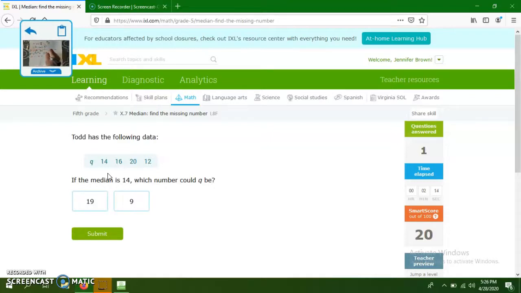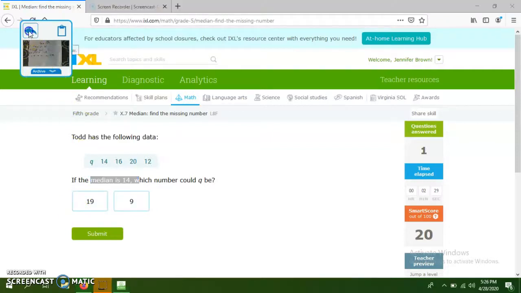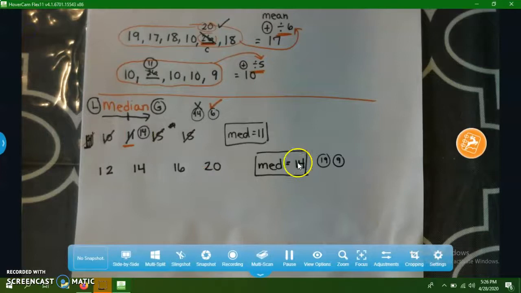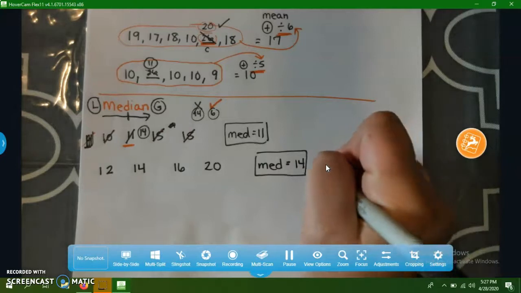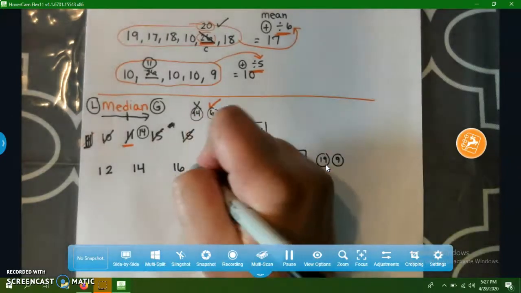And I'm going to let myself have a little note here that they want the median to be 14. That is what I'm trying to figure out. And then my choices here are 19 or 9. And so I've got that all written on my thinking paper here. This is what they want it to be. These are my choices. So I'm just going to take a little prediction here and plug which one in I think would work. So I'm going to take the 19 and I'm just going to plug it in right here.